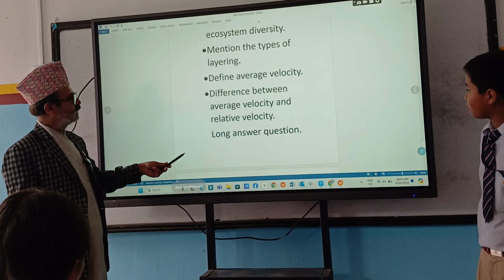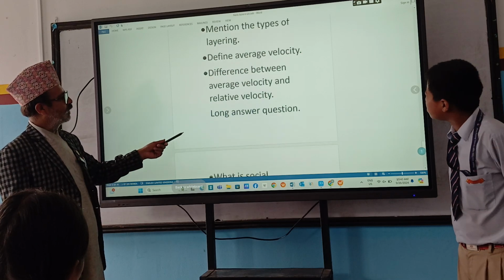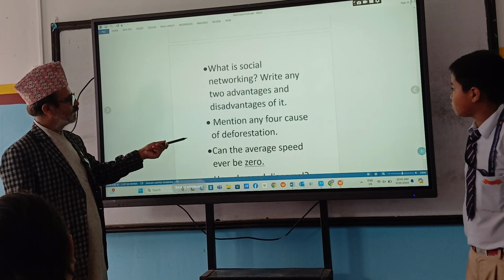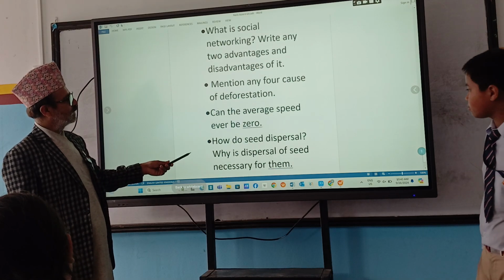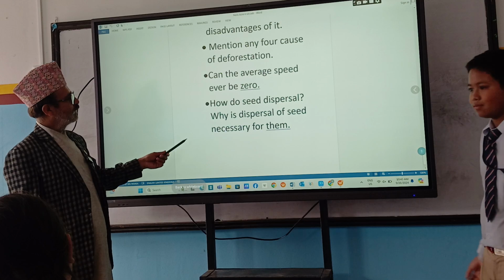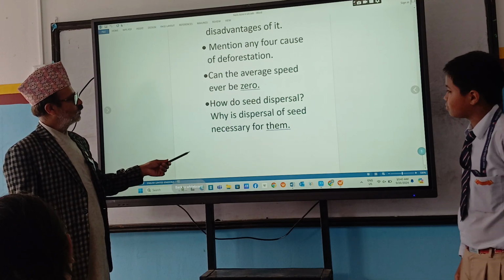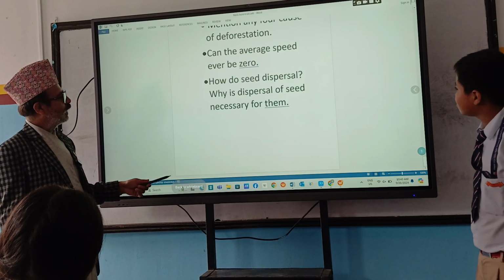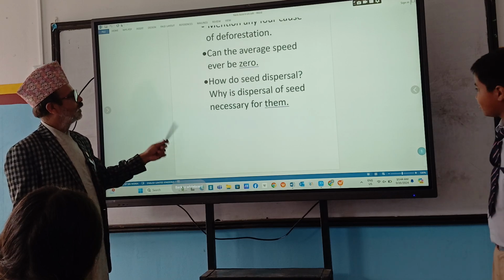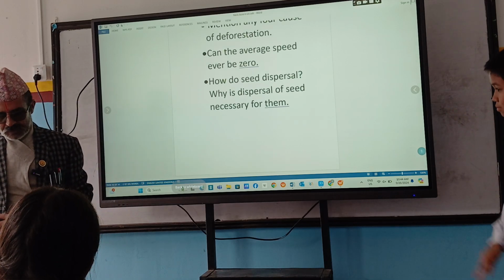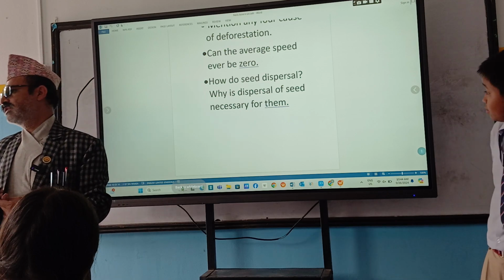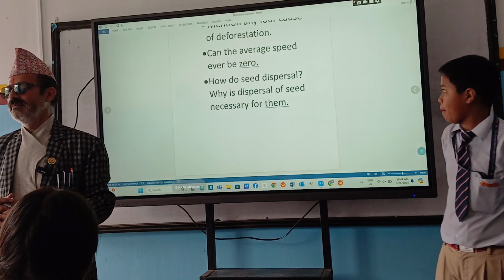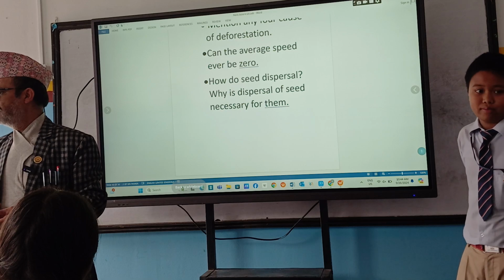Define average velocity. Between average velocity and relative velocity. Long questions. What is social networking? Write any two advantages and disadvantages of it. Mention any 4 causes of deforestation. Can the average speed ever be 0? How do seeds disperse? Why is dispersal of seed necessary for them? Actually, these 4 marks questions must be diagrammatic. Understood or not? It must be connected with diagram. Then only it will be heavy.